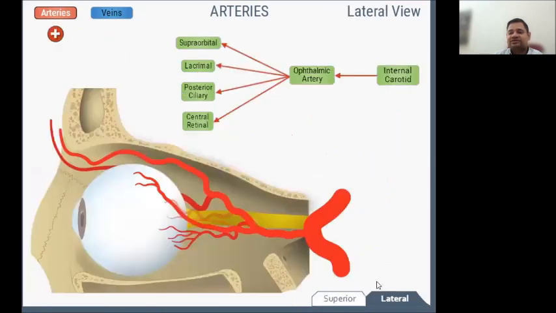If you want to see the lateral view, here you can see the internal carotid, its ophthalmic branch, then the supraorbital branch to the superior side, lacrimal to the lacrimal gland side, posterior ciliary, and central retinal, which is going just in the part of the optic nerve through the optic disc inside the eyeball.